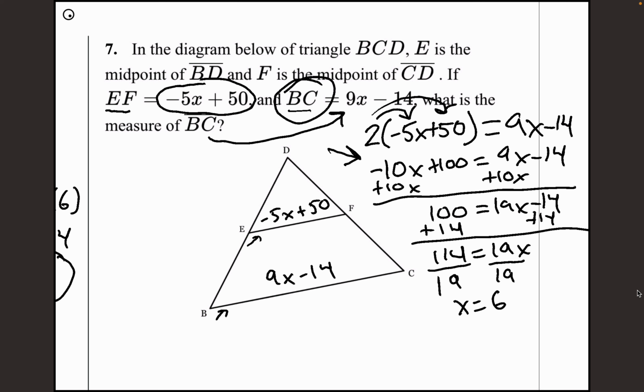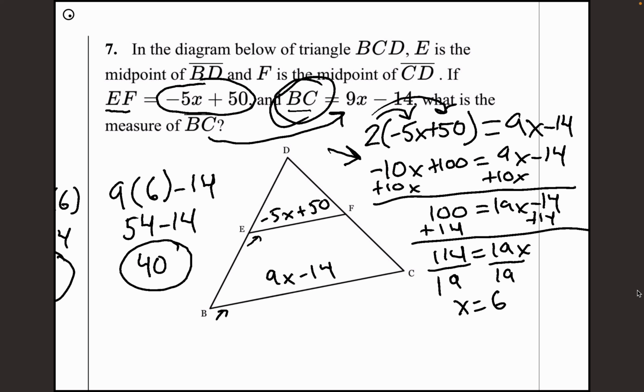We're finding BC. So I'm going to do 9 times what? Minus 14. What's 9 times 6? Minus 14? Just 40. It's not going to be degrees. Just 40. Yep. Just 40. Okay? Because it's the midsegment. It's half the value. So we double it to make it the same value to solve for x. That's why we multiply this times 2. The midsegment, because it tells us that E is the midpoint of BD and F is the midpoint of CD.